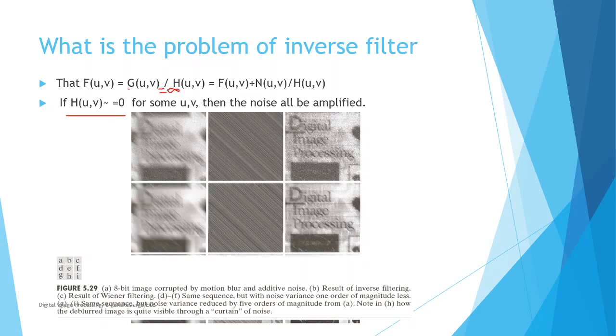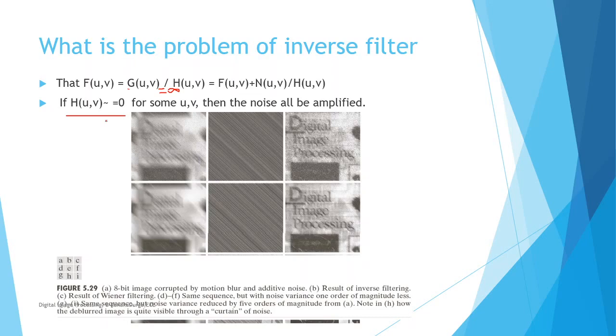An infinite value condition should not exist. Indirectly, if any noise is present in the image, it is also going to be amplified with respect to some of the u, v variables. So these are the problems we are going to face in inverse filtering. Mainly the problem comes when H of u comma v is approximately equal to 0 for some u, v values. At that time, if noise is present in the original image, it is also going to be amplified in inverse filtering.